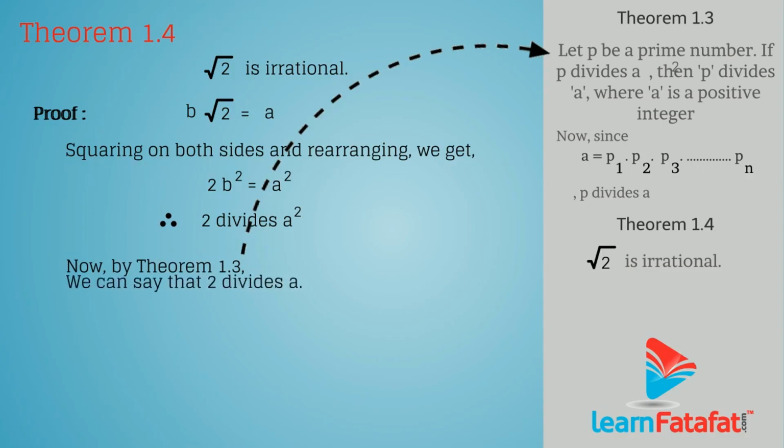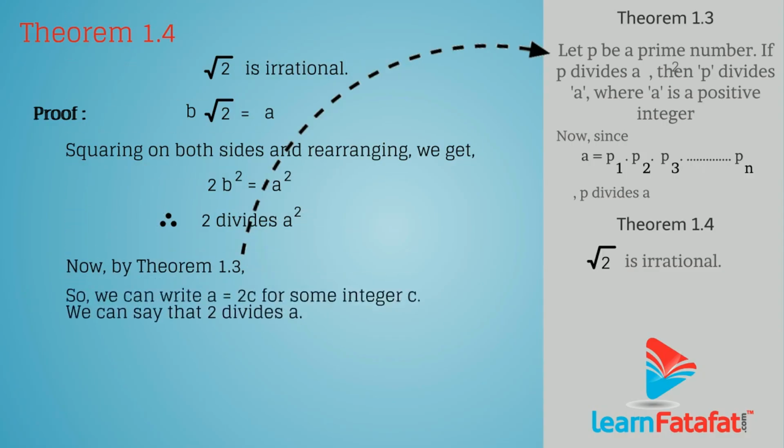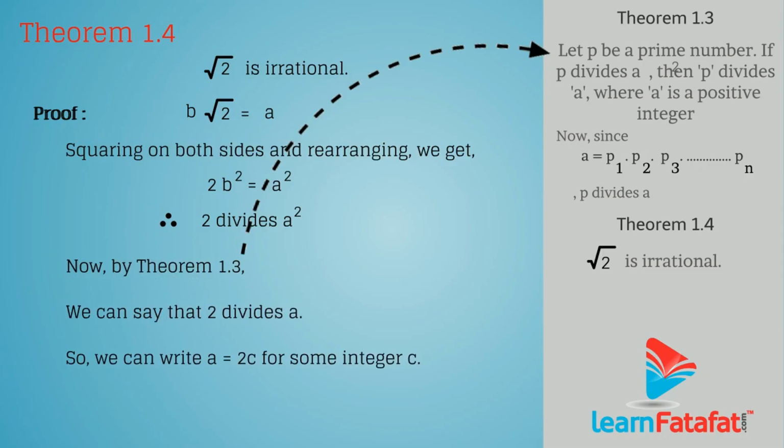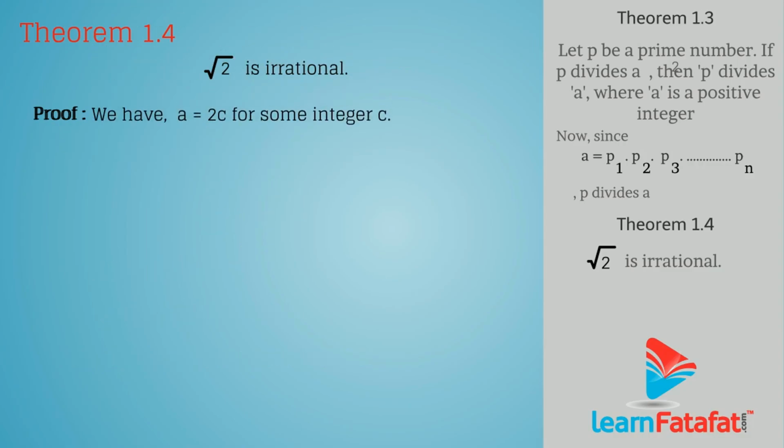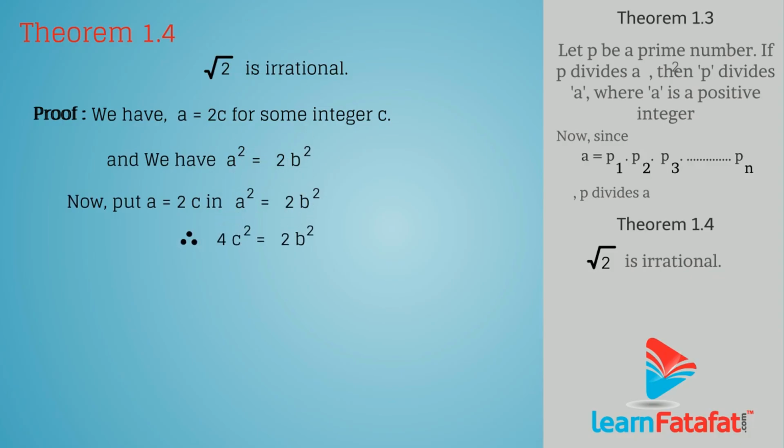Now, by theorem 1.3, we can say that 2 divides a. So, we can write a is equal to 2c for some integer c. Now, we have a is equal to 2c and a square is equal to 2b square. By using this, we get 4c square is equal to 2b square. That is, b square is equal to 2c square.